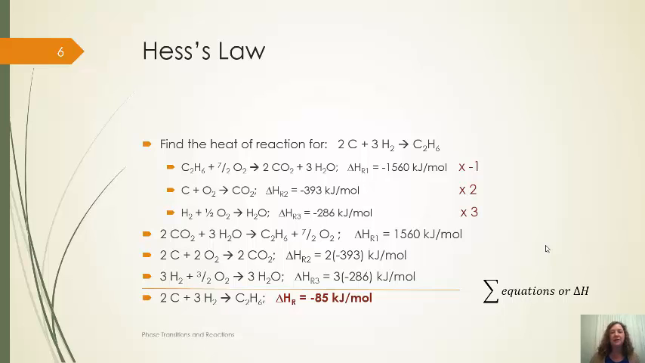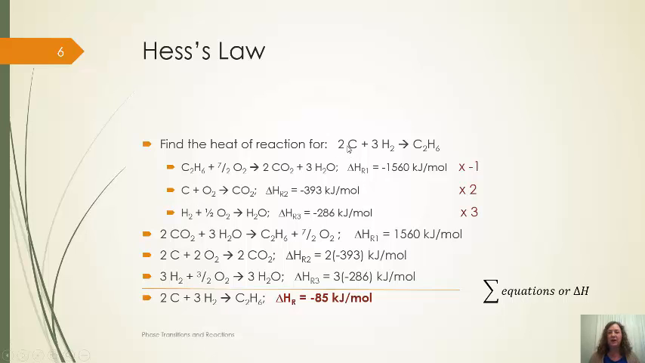Okay, so go through and play the little game. First of all, I'm trying to form C2H6. So this one is the product in what I'm trying to find. So I'll just multiply this whole thing through by a -1. In other words, I'll switch the order. If I switch the order, I also will switch the sign on the heat of reaction. So I end up with this reaction having a heat of reaction of positive 1,560 kilojoules per mole.